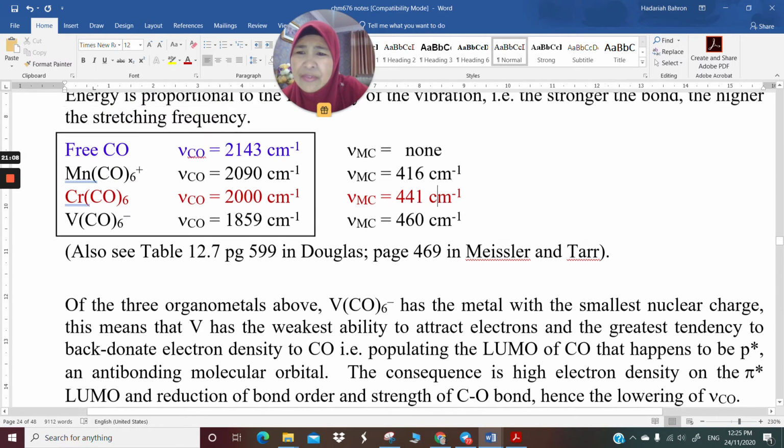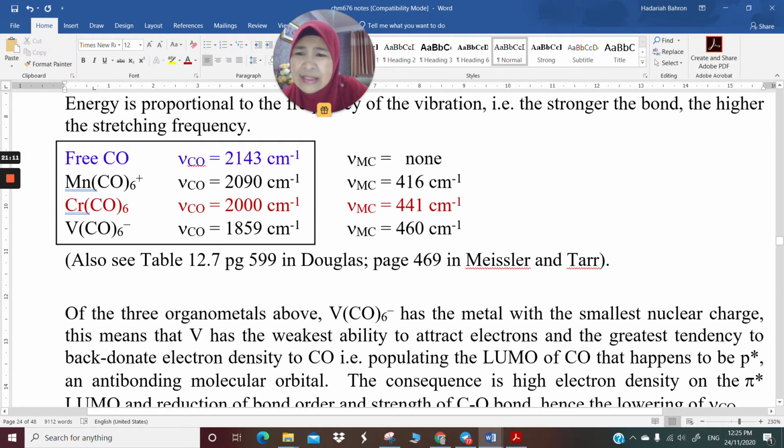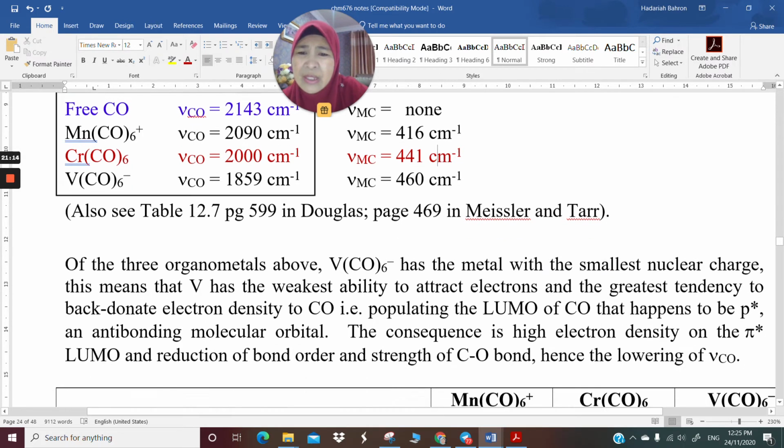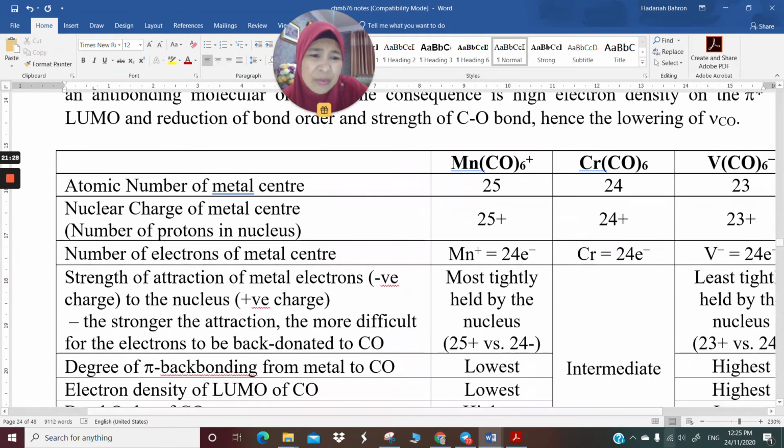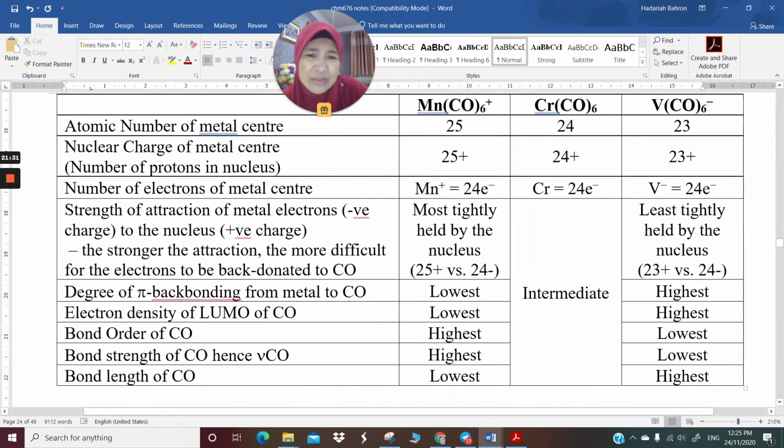Of the three organometals here, the manganese, the chromium, the vanadium carbonyls, of the three, VCO6 minus has the metal with the smallest nuclear charge. What do I mean by the smallest nuclear charge? That means that vanadium, how do we determine that it has the smallest nuclear charge? Let's go through this table together. I'm comparing CrCO6 with MnCO6 plus and VCO6 minus.